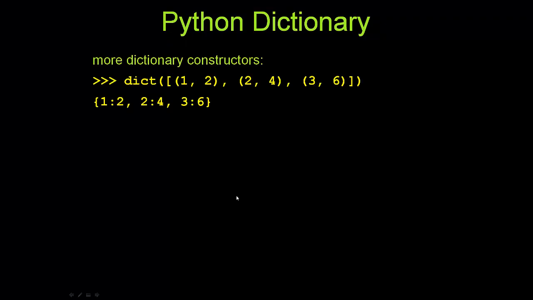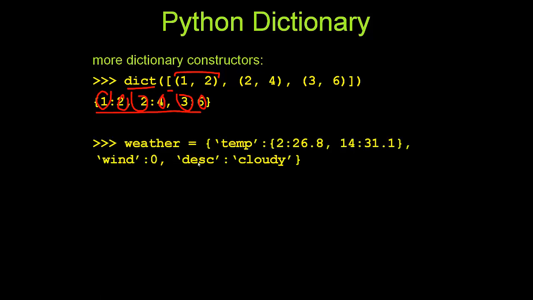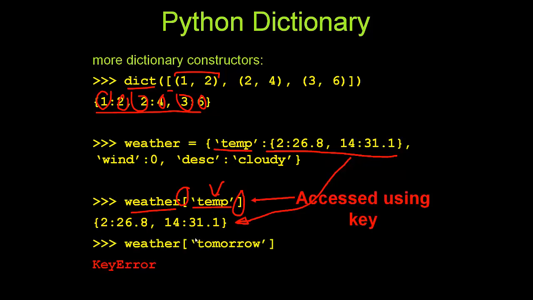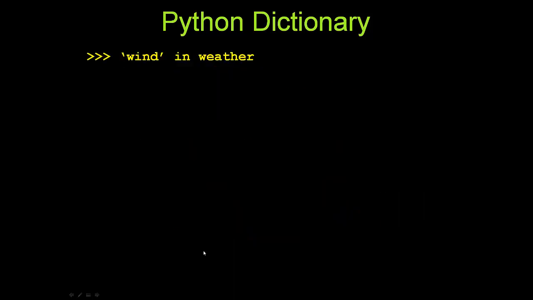You can also use a list of pairs. This is a list, and these pairs are actually tuples, and you can use dict to convert them into a dictionary. So 1, 2, and 3 are keywords, and these are the values. Similarly, you can do this. Then you can access the value using the key. Temp here is a key. If you use square brackets with the key, you will get the value associated with the key. It turns out that the value associated with temp is actually another dictionary. If you use weather with some key which doesn't exist, then you get a key error. You can also do things like win in weather.